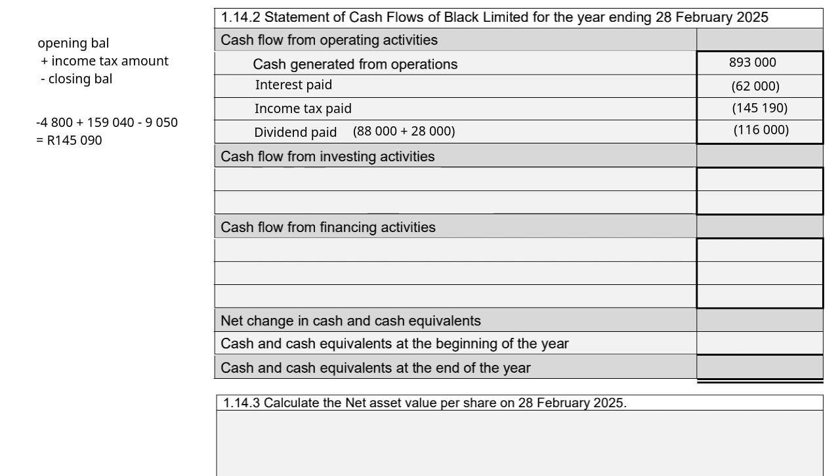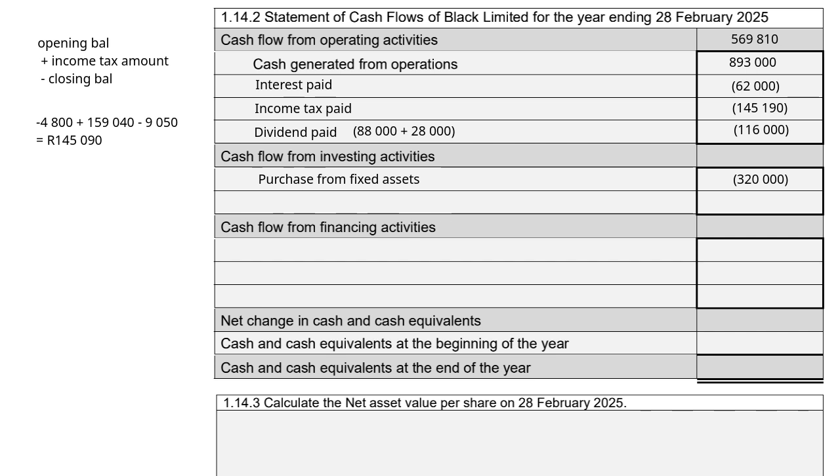So our cash flow from operating activities will then be cash generated from operations minus interest paid, minus income tax paid, and minus the dividends paid to give you a total of 569,810 Rand. Cash flow from investing activities, purchase of fixed assets, and the question stated a new vehicle was bought during the year for 320,000 Rand. So we will have 320,000 in brackets because it's an outflow of cash.